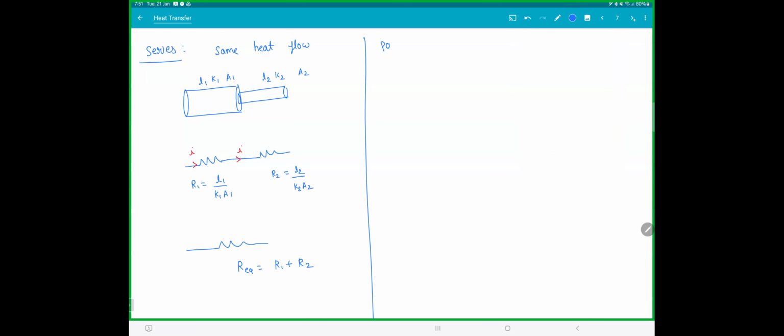And when they're in parallel, they'll have the same potential difference. In this case, the same temperature difference.